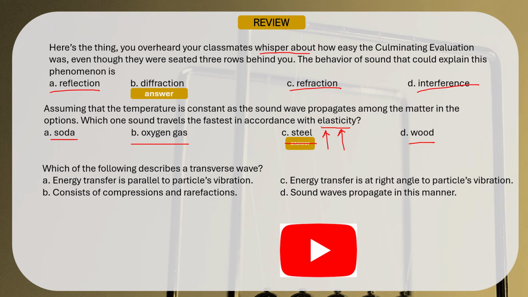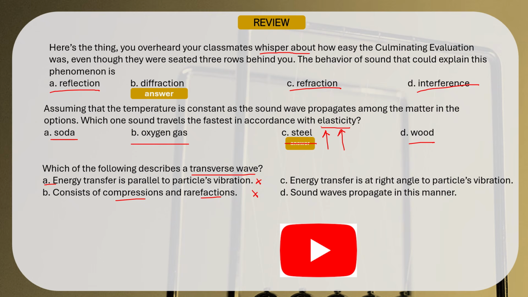Which of the following describes a transverse wave? During our discussion, I talked about longitudinal waves because of sound physics, but a transverse wave is the opposite. Sound is not traveling as a transverse wave. In letter A, energy transfer is parallel to particle vibration, and this is a characteristic of a longitudinal wave. So this is not the correct answer. B, it consists of compressions and rarefactions. This is also a characteristic of a longitudinal wave. So it is not the answer.